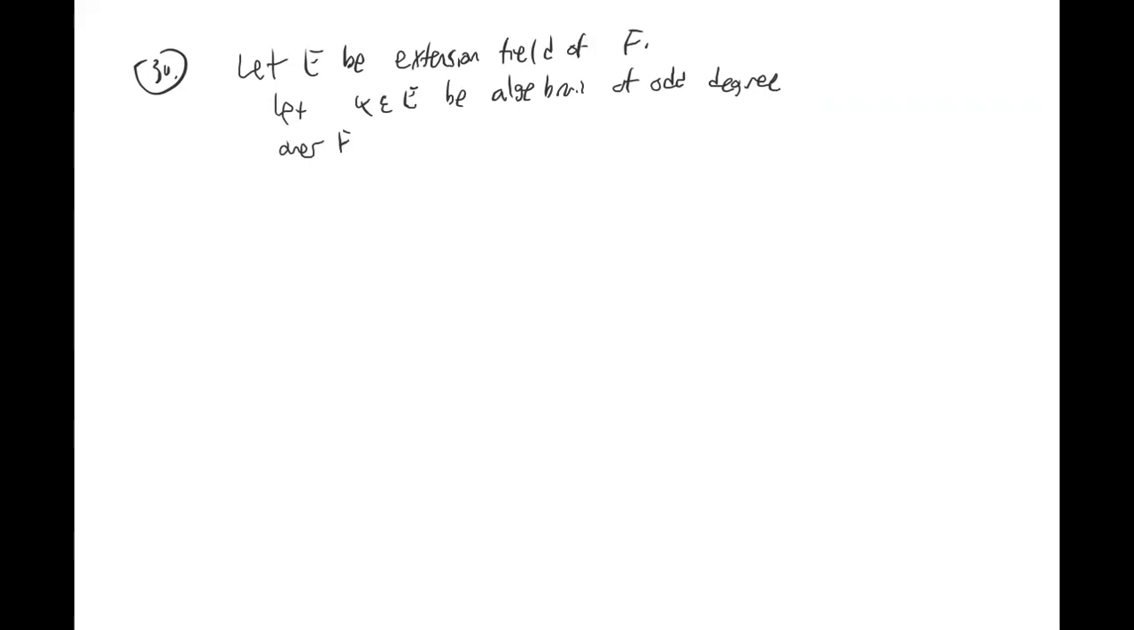Let E be an extension field of F. Let alpha in E be algebraic of odd degree over F. Show alpha squared is algebraic of odd degree over F, and F of alpha is equal to F of alpha squared.